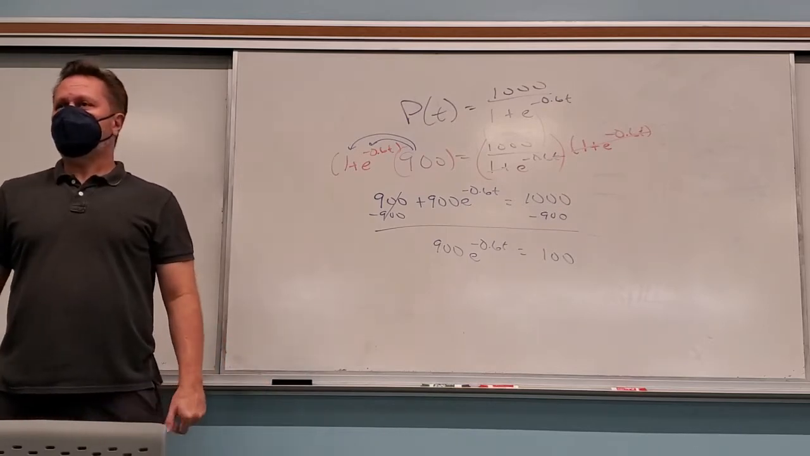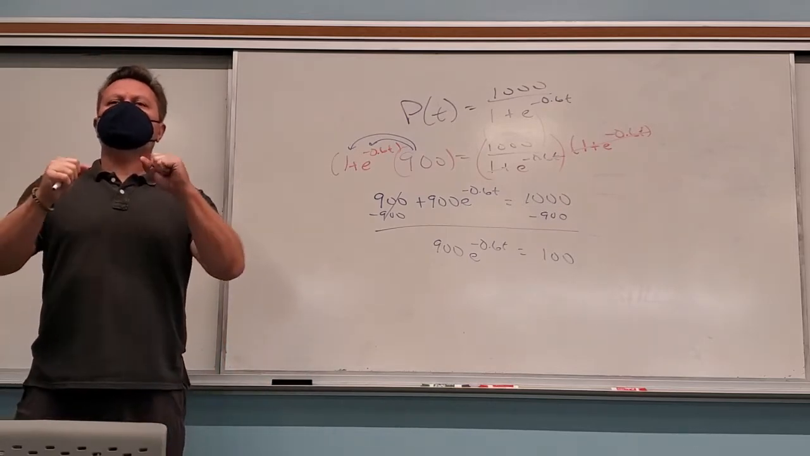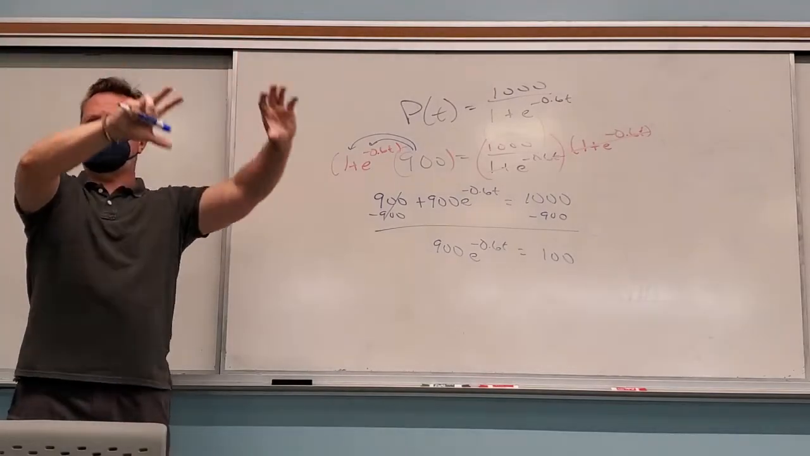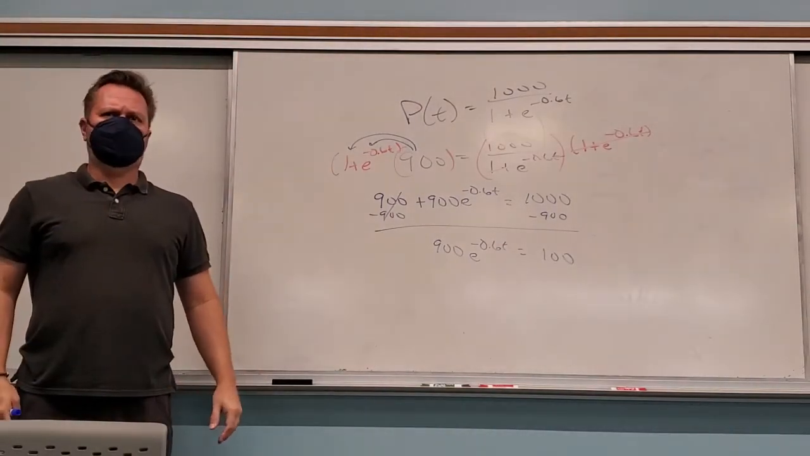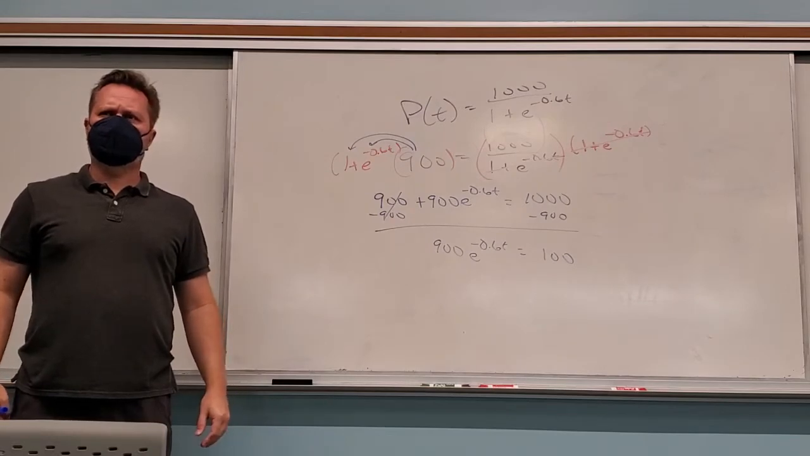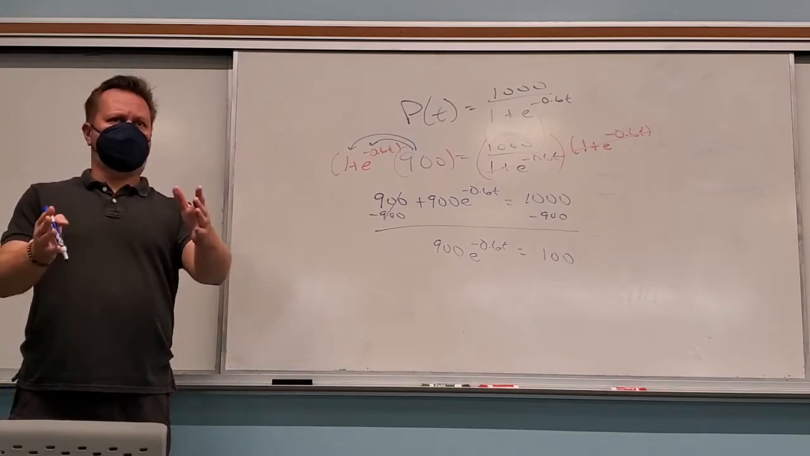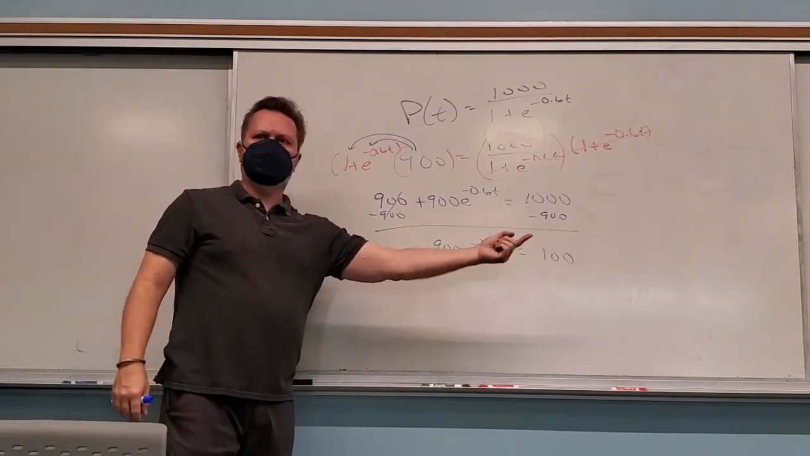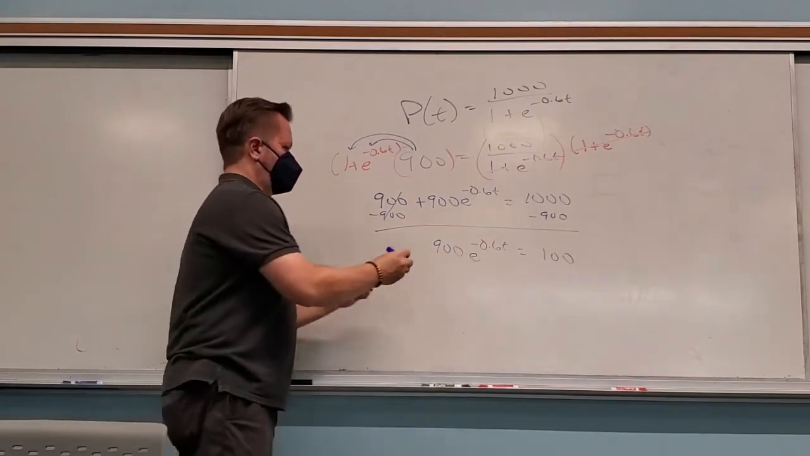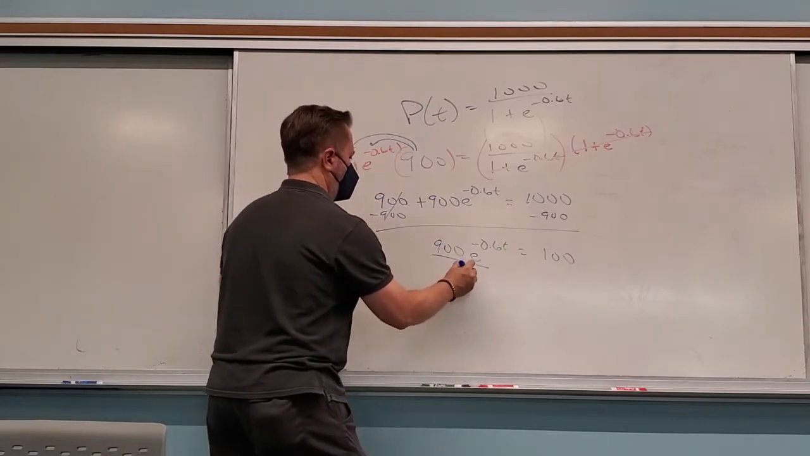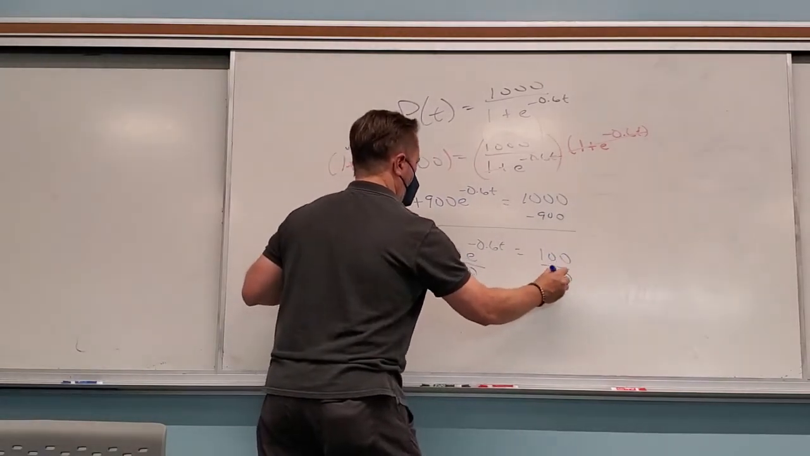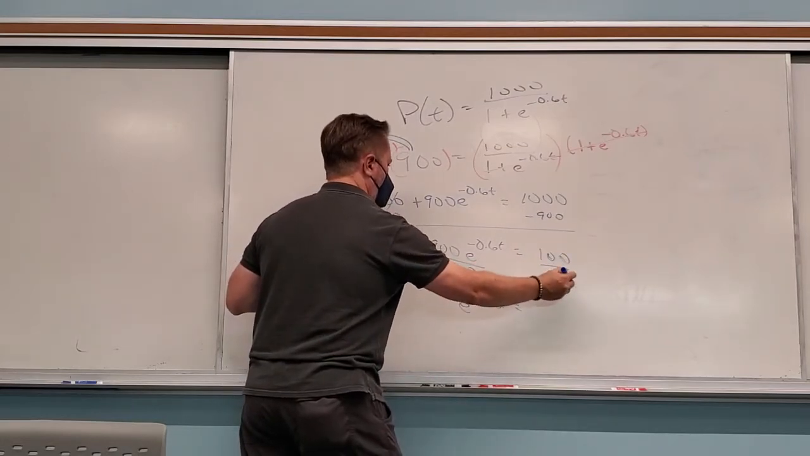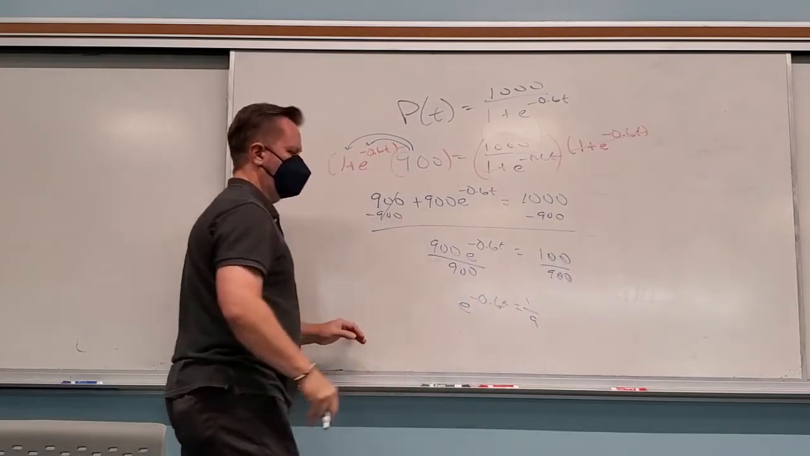Yes, right? Do you see what I'm eventually going to want to do to get the T piece down? What am I eventually going to need to do? Take a natural log, right? So don't I want to get this 900 out of the way? Okay, so I'm going to divide by 900. So I get e to the negative 0.6t equals 1/9.